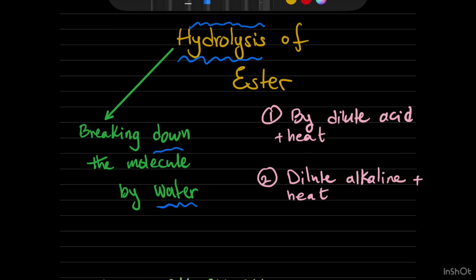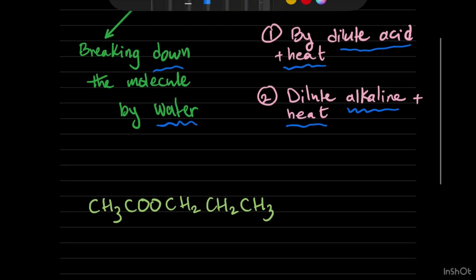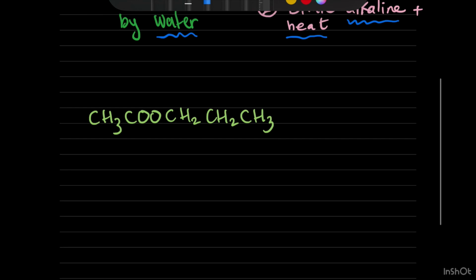You can use either. The first method of hydrolysis of ester is using a dilute acid in the presence of heat. Or you can do the hydrolysis of ester by a dilute alkaline in the presence of heat. Let's take an example of this beautiful ester here. This ester is propyl ethanoate. If I want to hydrolyze this ester by dilute acid in the presence of heat, what will be the product?